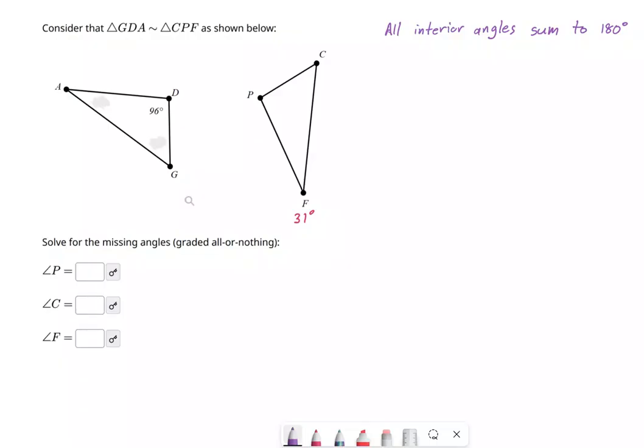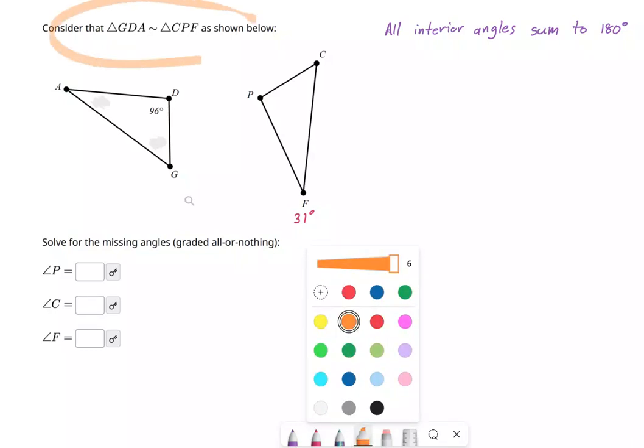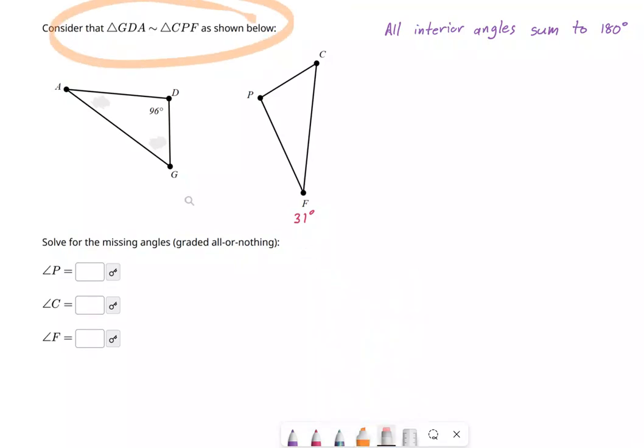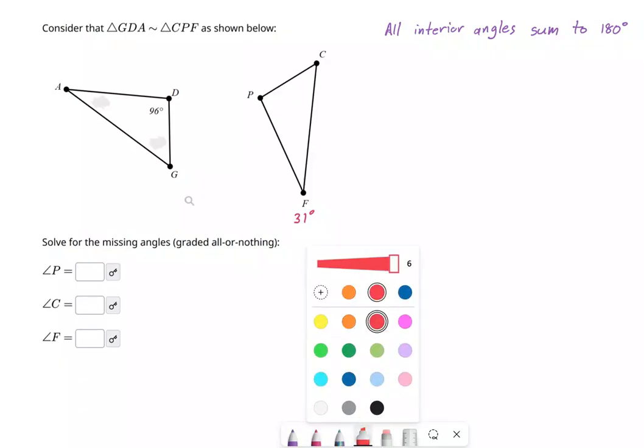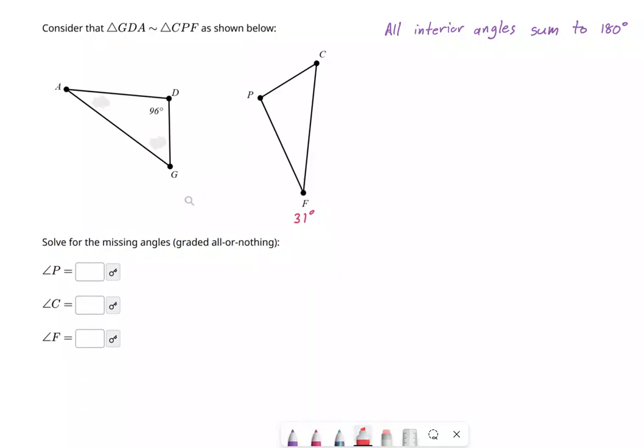So what I'm going to do is take a look at this similarity statement up here, and we're going to try to grab what information we can from that, because if triangles are similar, that means they have equal angles. They may be rotated around so they don't appear like they're in the same place, but those angles have to be equal. And the first thing I'm going to do is look at angle F right here.